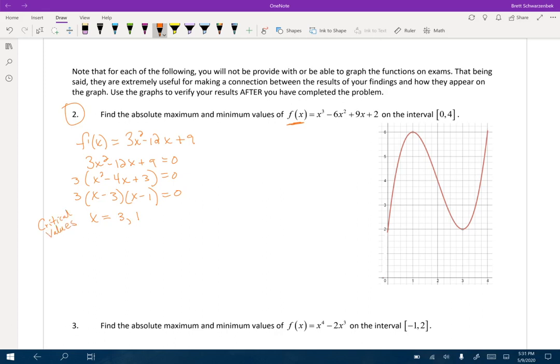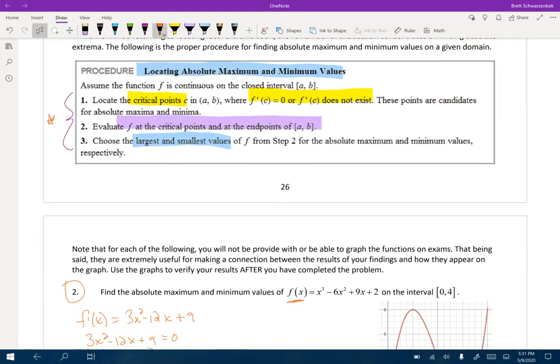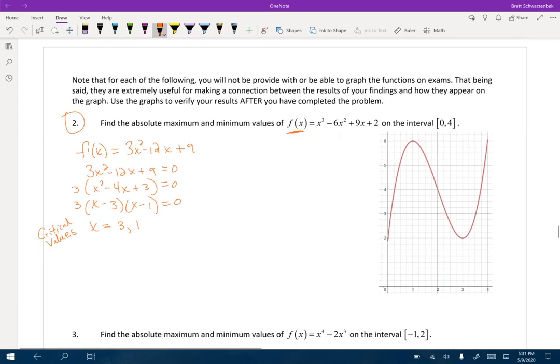Sometimes they'll say critical points, but technically they're critical values because they're only values of x. Critical points are literally the coordinates on the graph that you get. So technically that's what we're trying to find. So in the beginning, we now know that the possible absolute max and mins occur at the following values. It says number 2, evaluate the function at the critical points and at the endpoints. So what do we have? We have 2 critical values, 3 and 1, and we have 2 values for the endpoints.